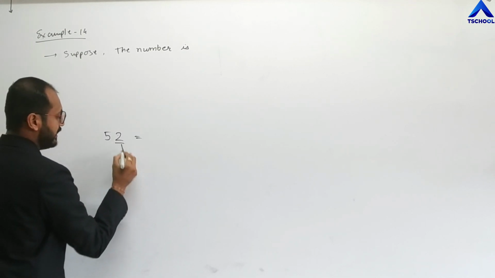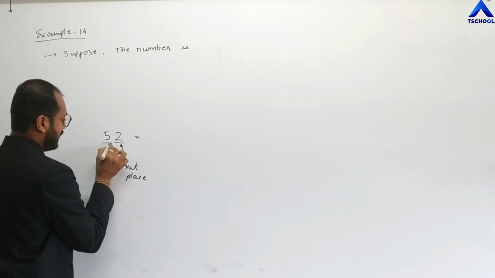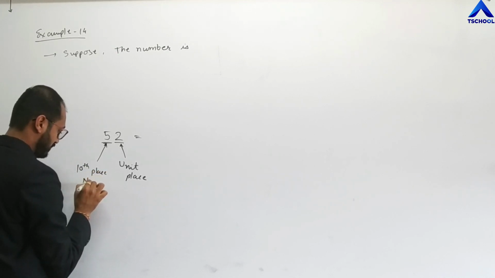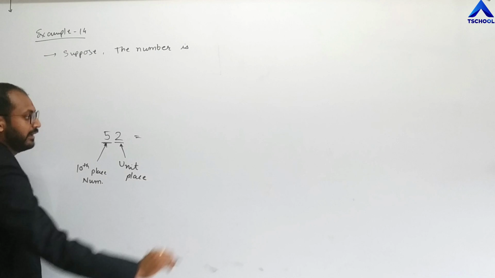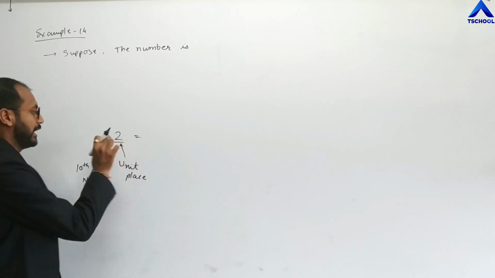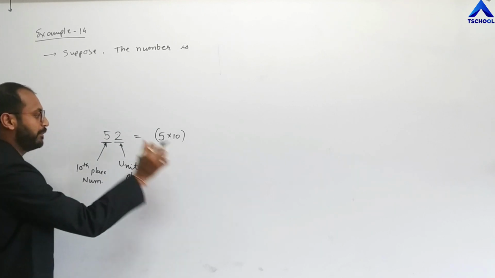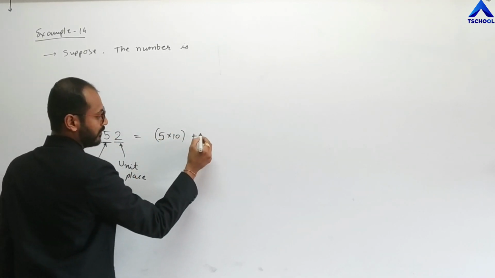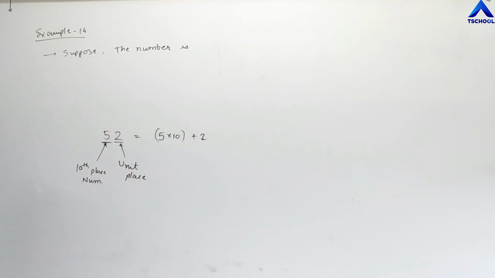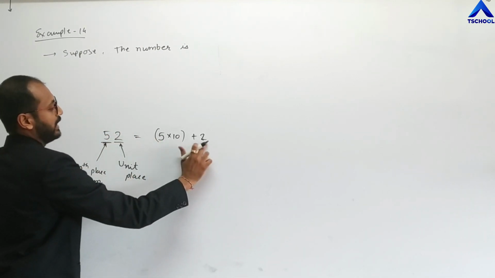See, this is the unit place number, and this is the 10th place number. We have studied that the 10th place number is a multiple of 10. That means 5 multiplied by 10, and the unit place is added to it, plus 2. So 5 is at the 10th place, so 5 multiplied by 10, and 2 is added to this number.